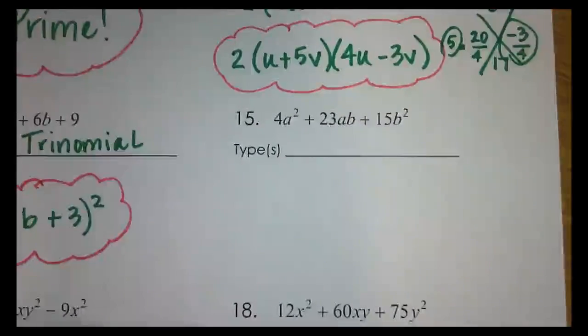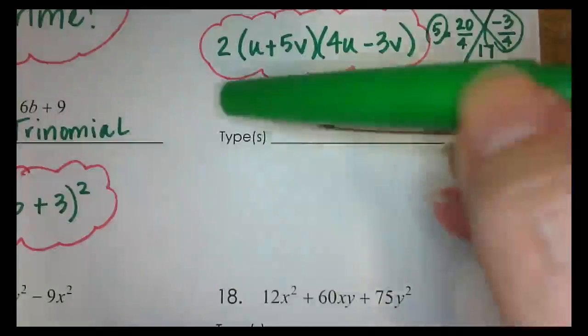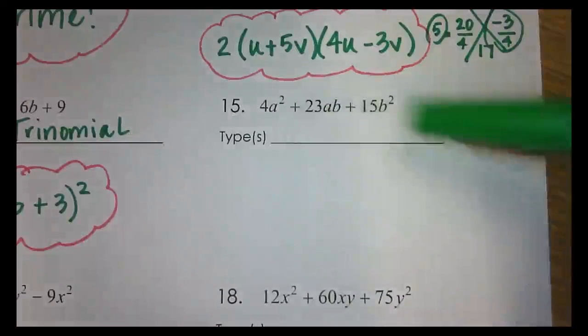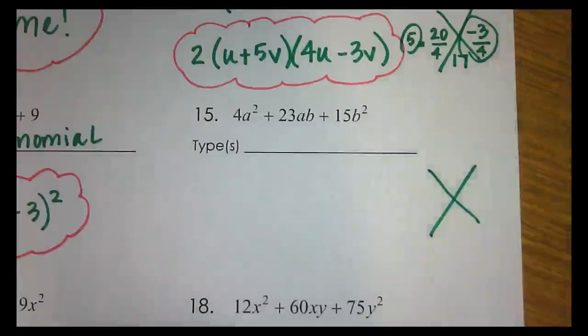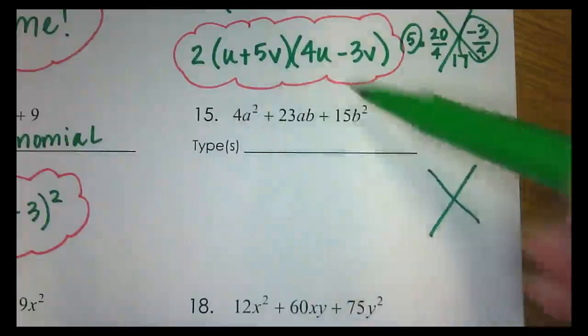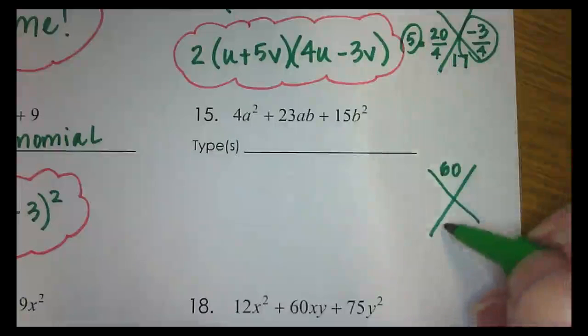All right, next one, number 15. So first thing we're going to do is look for a GCF. I don't see one. I see a trinomial with a leading coefficient. So I'm going to come over here and try the big X. So I'm looking for numbers that multiply to be 60 and add up to 23.